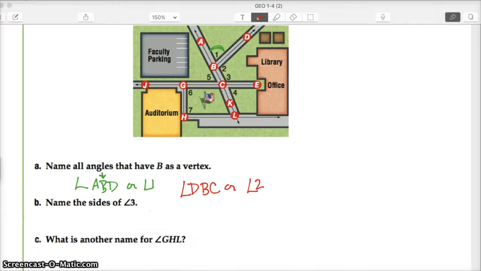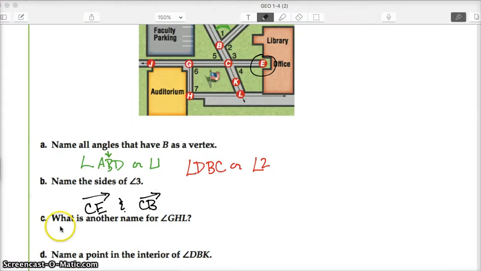Name the sides of angle 3. That's what we're doing in part B. So we go over to angle 3, and let me highlight it a little bit, help me keep focus on it. So here's angle 3. And when we talk about the sides of an angle, we know that the sides of an angle refer to the rays that create them. So angle 3 has C as a vertex. So I'm going to write ray CE and ray CB. Those are the sides of angle 3.